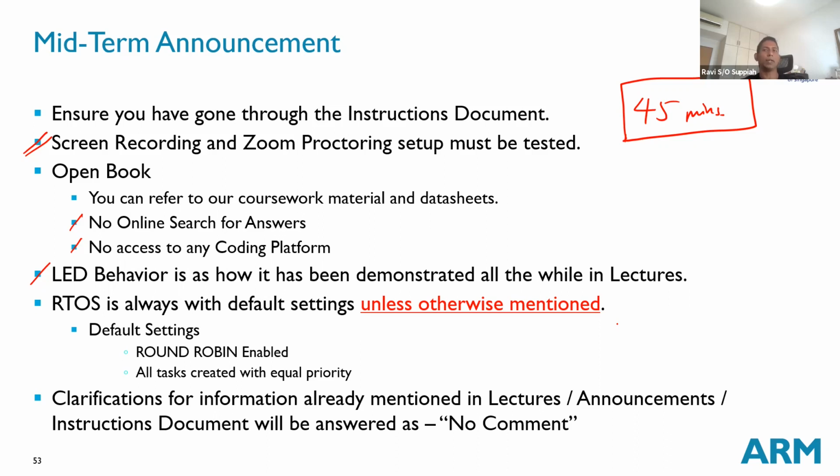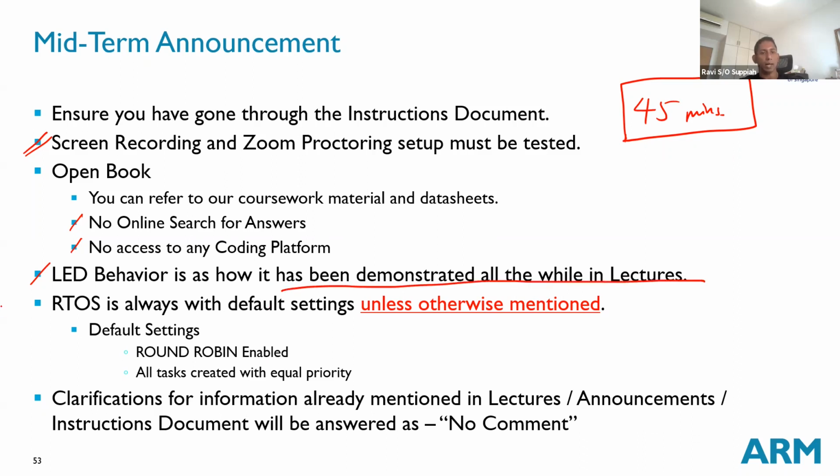Correct? When I say red LED on, it means if the green is already on, the green will still stay on. Correct? I do not switch off the other colors when I turn on my red LED. Okay, so that is how my code is written, and that is how you're supposed to look at the questions in the midterm. It is all based on how I have been demonstrating in the lectures.